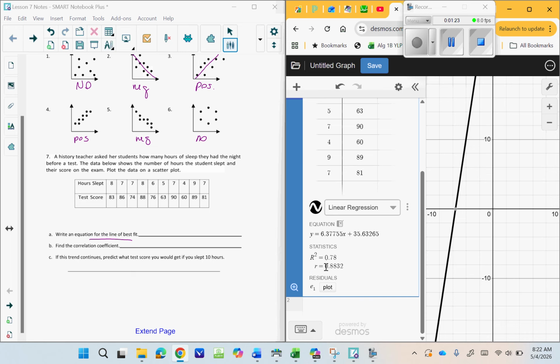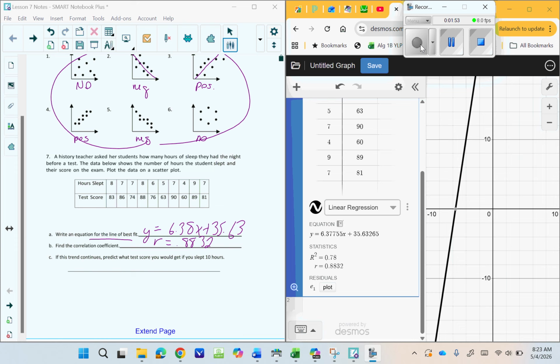Something else that I want to point out is right here. This is called your correlation coefficient. This tells you how close your data is together. I think about 0.8-ish is like 80% correlated, or 88% more accurate in this case. So this is a pretty good positive correlation. I'm going to go ahead and write this in here. And notice I rounded up right here.